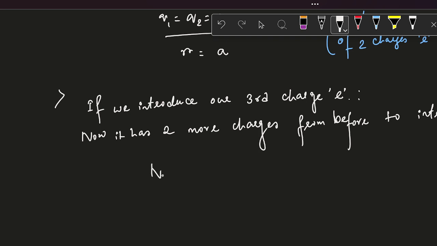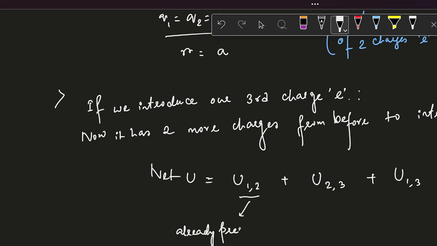So your net energy for the system U is equal to basically U12, which was present between the two particles from earlier. Then because you have introduced a new particle 3, it has an interaction with the charge E at site number 2, and also an interaction with the charge E at site number 1. So now remember that this was already present from before between 1 and 2.